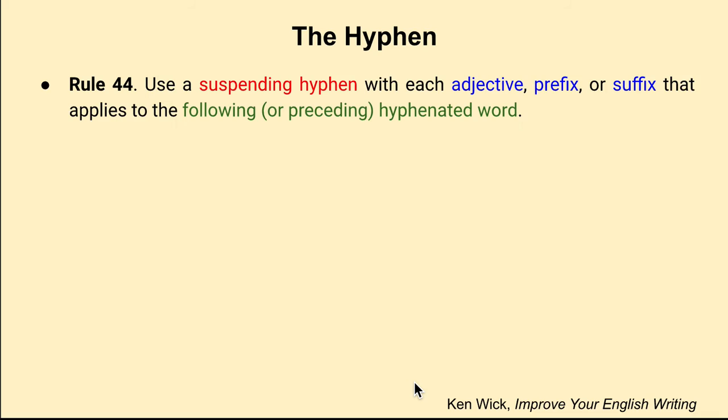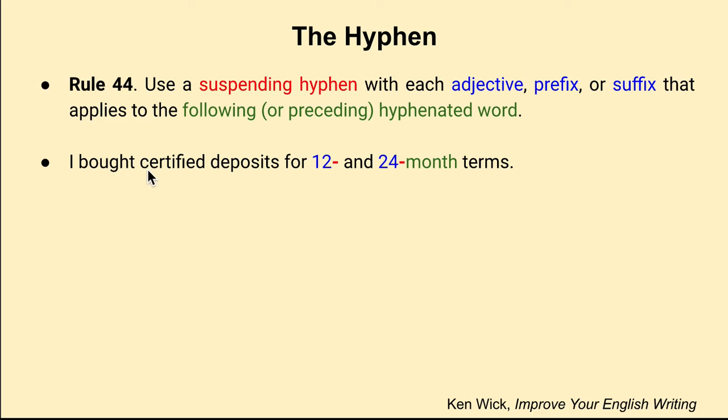So let's move on to the next rule of suspending hyphens. Use a suspending hyphen with each adjective, prefix, or suffix that applies to the following or preceding hyphenated word. So if you don't know what a suspending hyphen is, here are some examples. If you're not too sure what this means, once again, always look at the examples, reread the rule, and it'd probably clarify everything. So here we say, I bought certified deposits for 12- and 24-month terms.